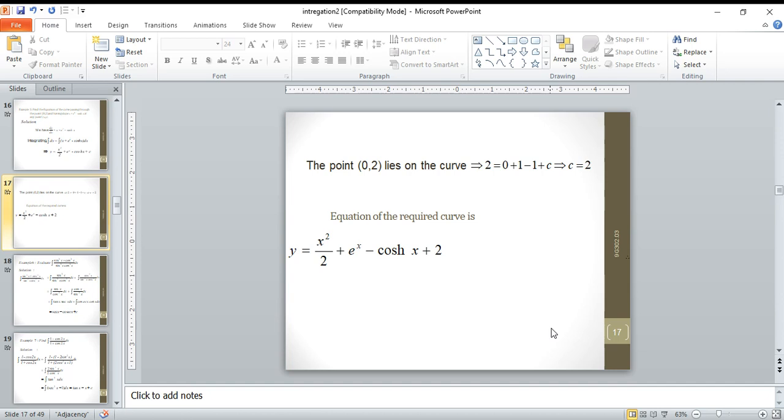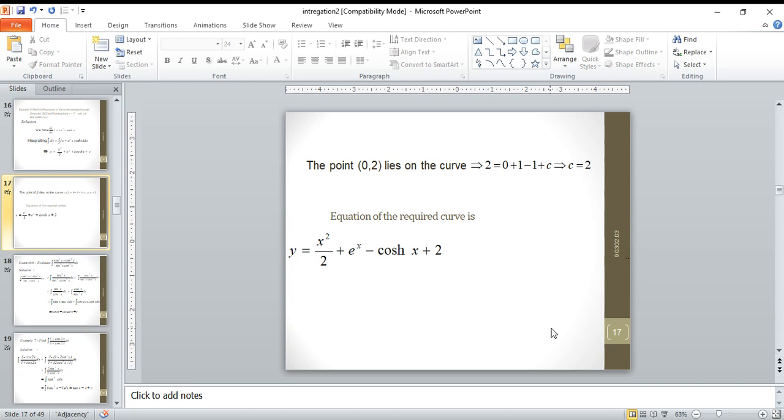That is also minus 1 plus c, where cos hx equals e power x plus e power minus x by 2. Applying the value x equals 0: e power 0 is 1, plus e power minus 0 is also 1, so 1 plus 1 is 2, by 2 is 1. That is cos hx, which is also 1. So 2 equals 0 plus 1 minus 1 plus c, that is 1 minus 1 is 0. So therefore c equals 2.